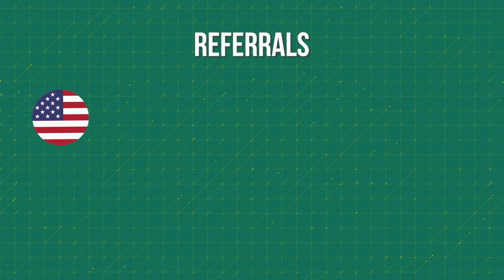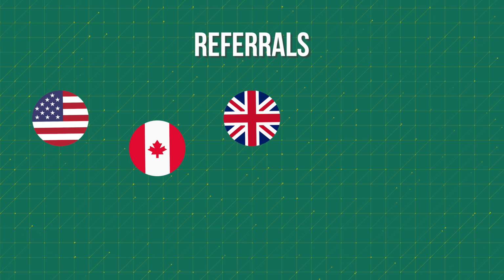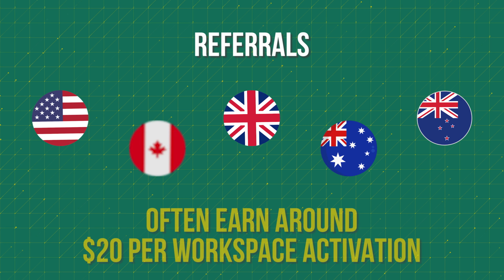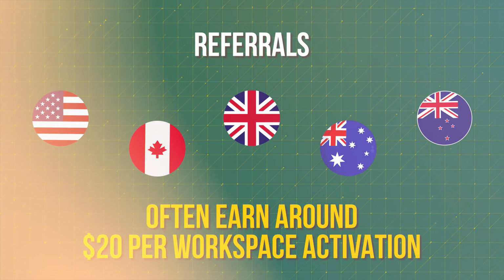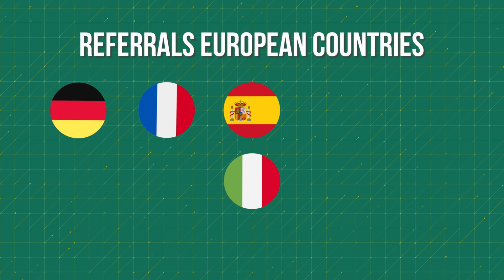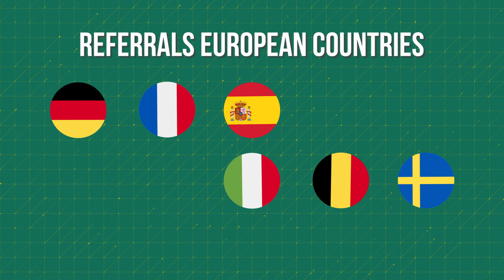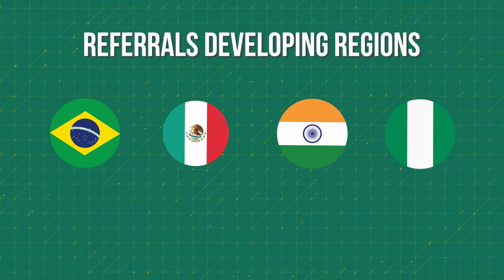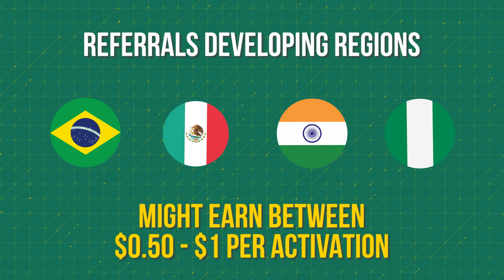As of recent information, referrals from countries like the United States, Canada, the United Kingdom, Australia, and New Zealand often earn around $20 per workspace activation. These countries are considered tier 1 markets because they usually have larger budgets. Referrals from many European countries, Germany, France, Spain, Italy, Belgium, Sweden, and others may earn around $5 per activation. Referrals from developing regions, Brazil, Mexico, India, Nigeria, and others might earn between 50 cents to $1 per activation.